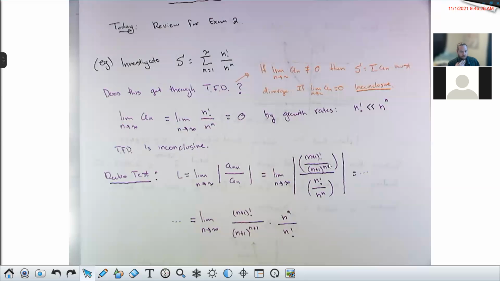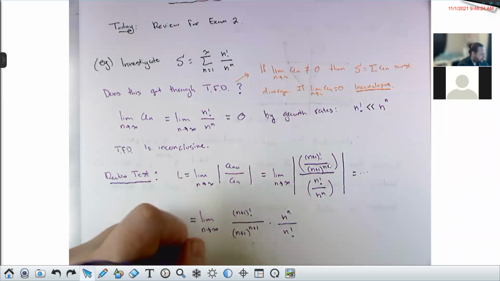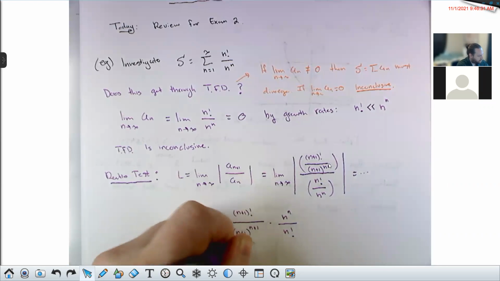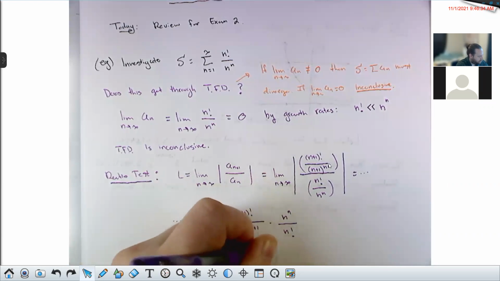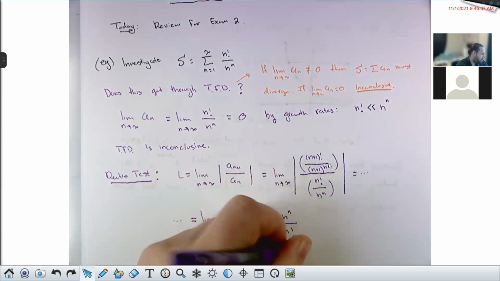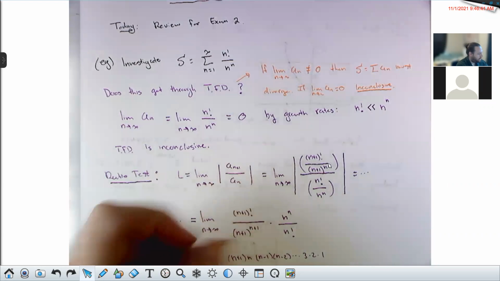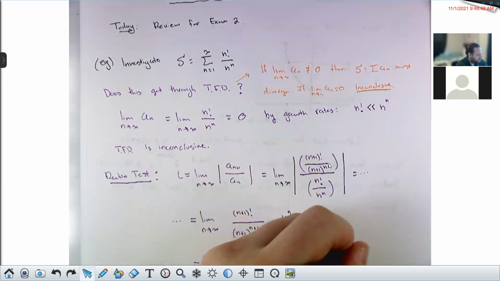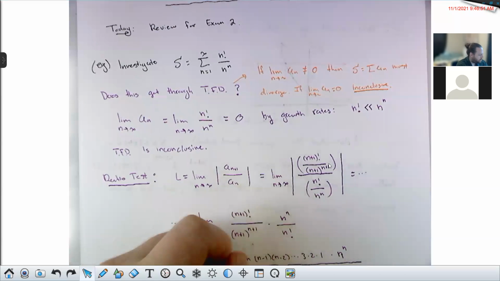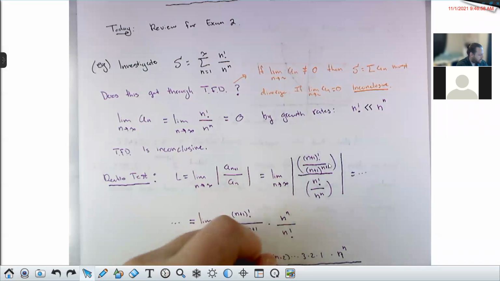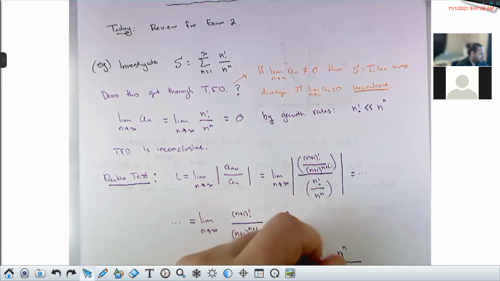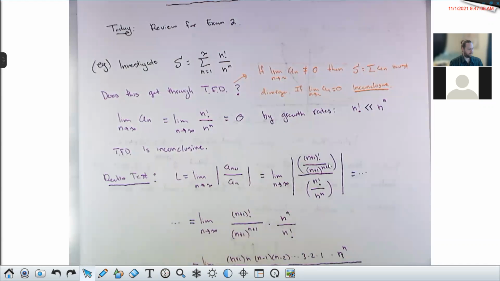It's tricky. I'm going to work with the factorials first. (n+1) factorial is n+1 times n times n minus 1, all the way down to 3 times 2 times 1. And then I still have an n to the n upstairs. Downstairs, I have (n+1) to the n+1. I'll leave that alone for now. And then I have n factorial, which is n times n minus 1 times n minus 2, all the way down to 3 times 2 times 1. Here we go.